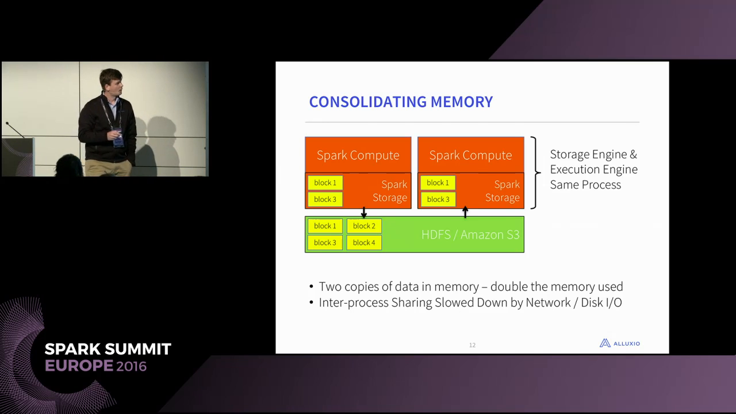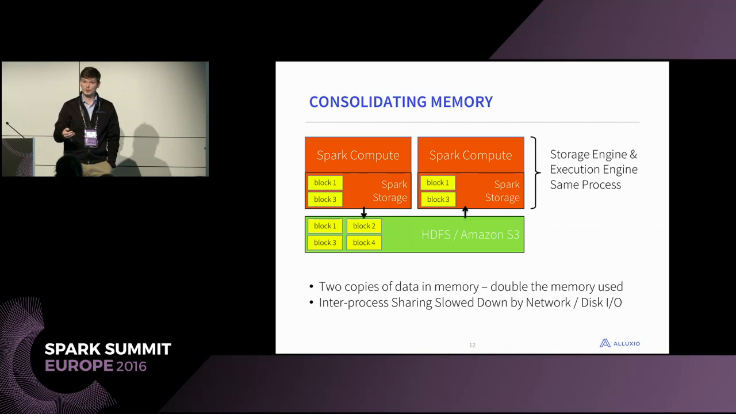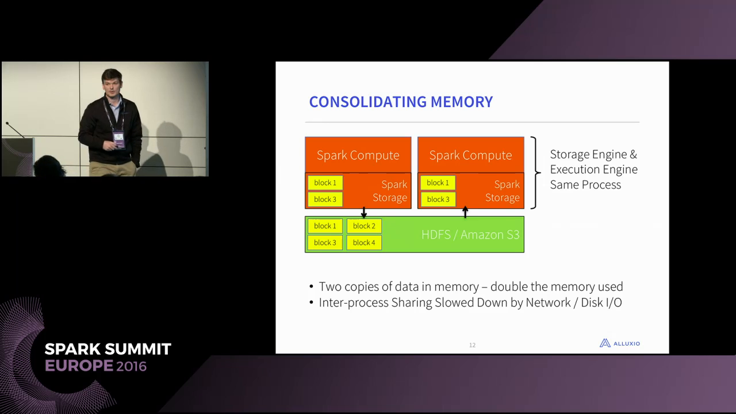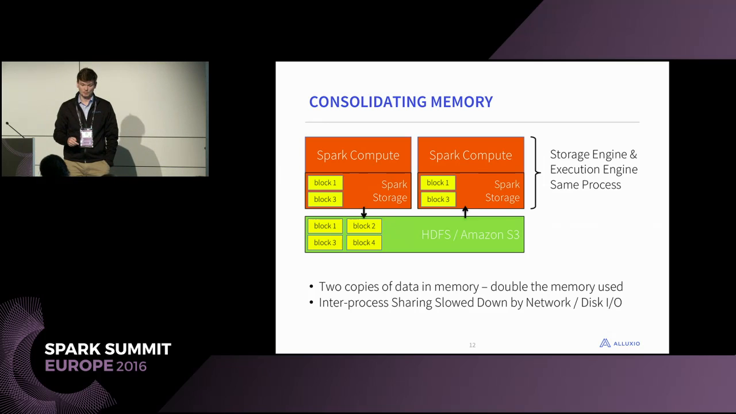So imagine that you're running 2 separate Spark executors on the same node that are both caching the same data. In this particular case, Spark acts both as a compute engine as well as a storage engine. And the consequence of that is that some data might end up being replicated or duplicated in different parts of the physical memory, while also being stored in a slower HDFS or Amazon S3 system.